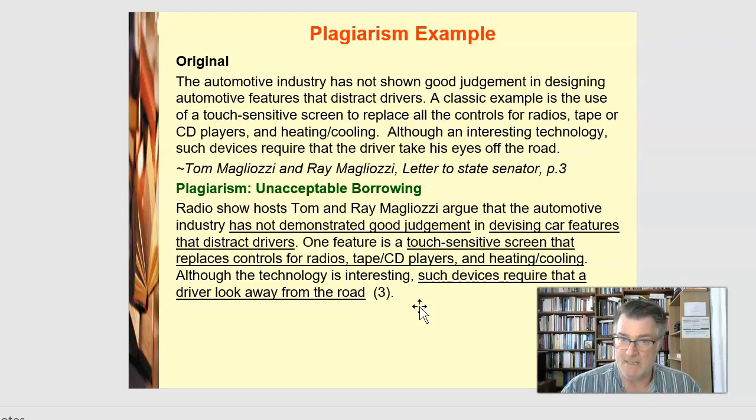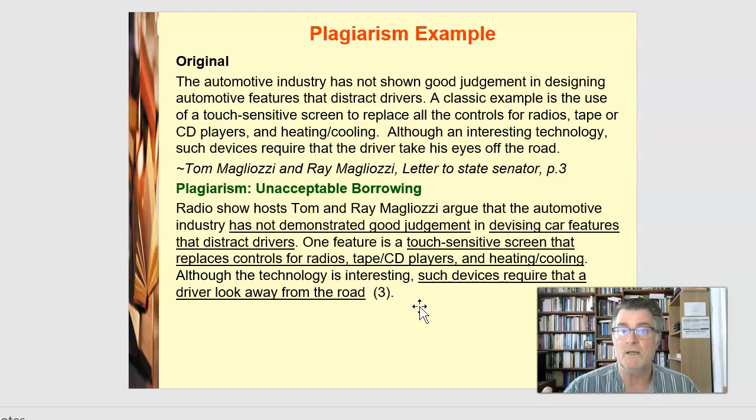So the plagiarized version, which doesn't change a whole lot: radio show host Tom and Ray Magliozzi argue that the automotive industry has not demonstrated good judgment, just like we saw above, in devising car features that distract drivers.